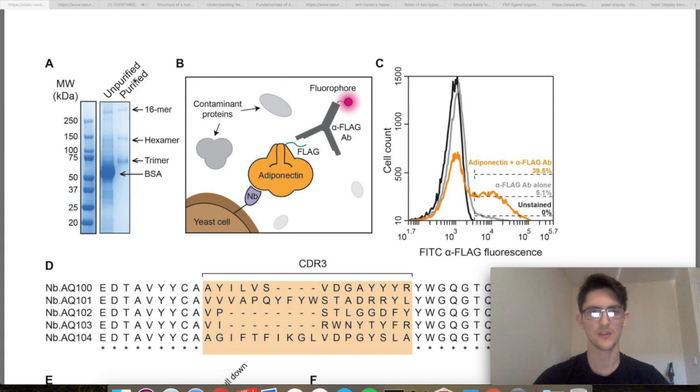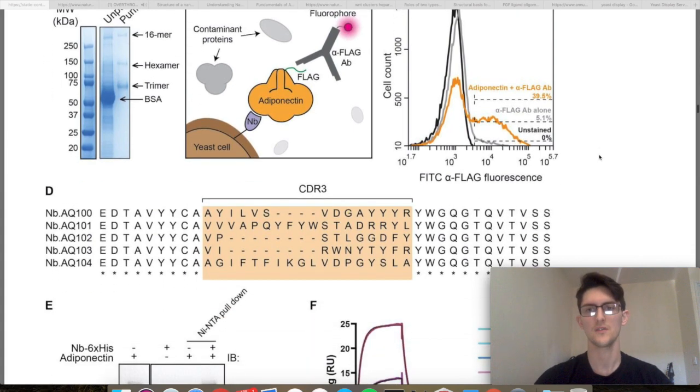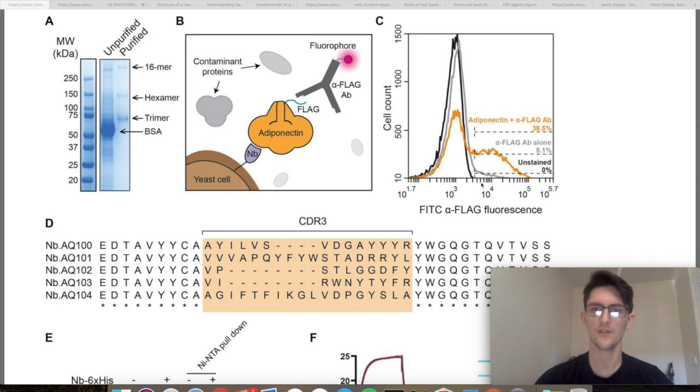And so here's an experimental design here. Well, basically they've got a load of contaminants, but they use the yeast cells to probe for adiponectin binding. The adiponectin has an antibody tag on it, and they use an anti-FLAG antibody with a fluorophore on it to find out the cells that have got adiponectin at the surface. And so using FACS, they demonstrate this quite nicely, that with the adiponectin and anti-FLAG antibody, they have a shift towards higher fluorescence in this cellular population over here.